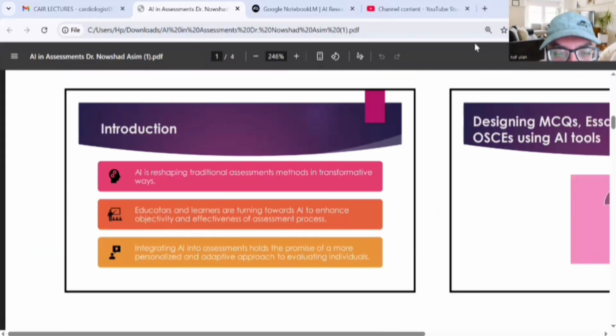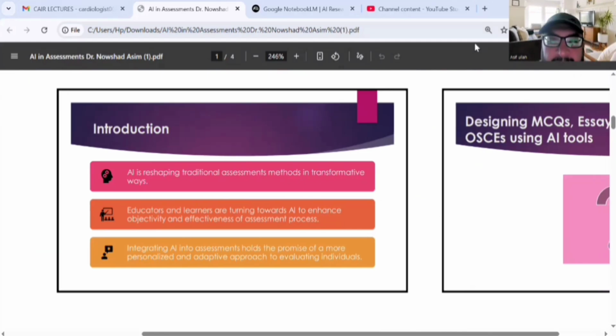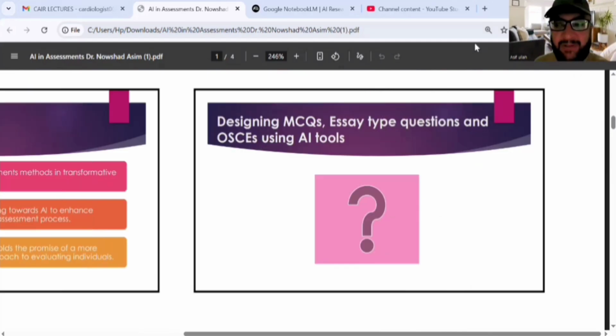So AI is reshaping traditional assessment methods in transformative ways. Educators and learners are turning towards AI to enhance objectivity and effectiveness of assessment processes. Integrating AI into assessment holds the promise of a more personalized and adaptive approach to evaluating individuals. So, designing MCQs, essay-type questions, and OSCEs using different AI tools.